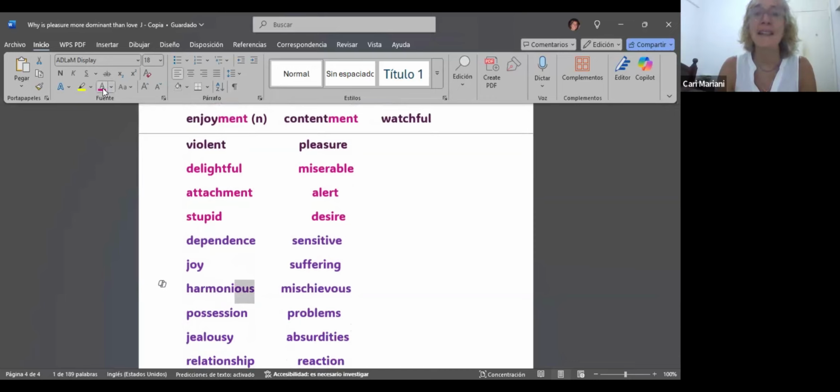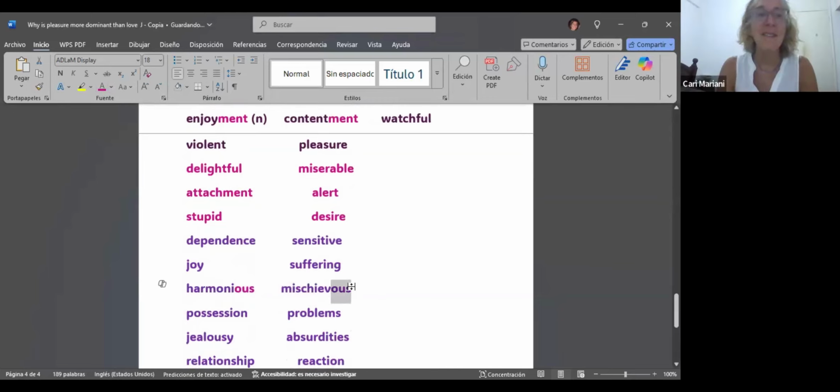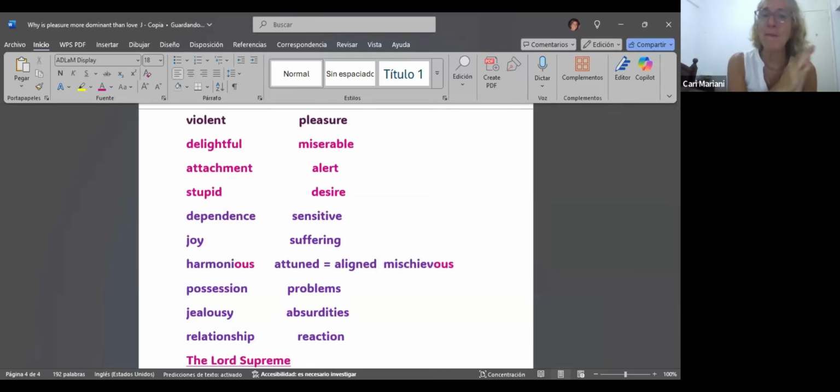And here we have another suffix, -ous. It's a signal that the word is an adjective. Harmonious. Here we have another, mischievous. For example, harmonious and mischievous are opposites. Because harmonious means in order, in harmony, attuned, aligned. Those are all synonyms of harmonious. Mischievous is the opposite.